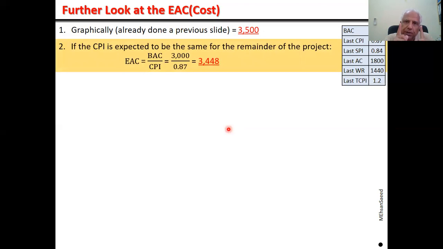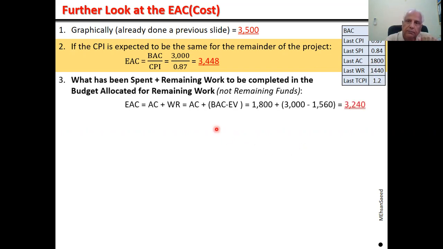But what I promise to you, what I commit to you, is that I will complete the remaining work in the remaining budget. What is the remaining work? 1,440. That is also the remaining budget. So I promise to complete the remaining work in the remaining budget. That means in 1,440. So the end of project cost will be nothing but add the two, and you will get a figure of 3,240. 1,800 plus 1,440, 3,240. So what has been spent has gone, and the remaining work is to be completed in the remaining budget.